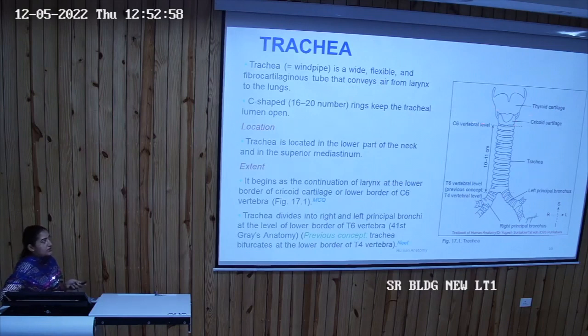Cricoid cartilage: the level of the cricoid cartilage is the C6 vertebra. So the trachea extends from the C6 vertebra to the T6 vertebra, till the lower border of T6. But this was a previous concept. One more concept is that it extends only up to T4, where it divides into the right and left principal bronchi. So if it comes in an MCQ, you have to take the T4 vertebra.